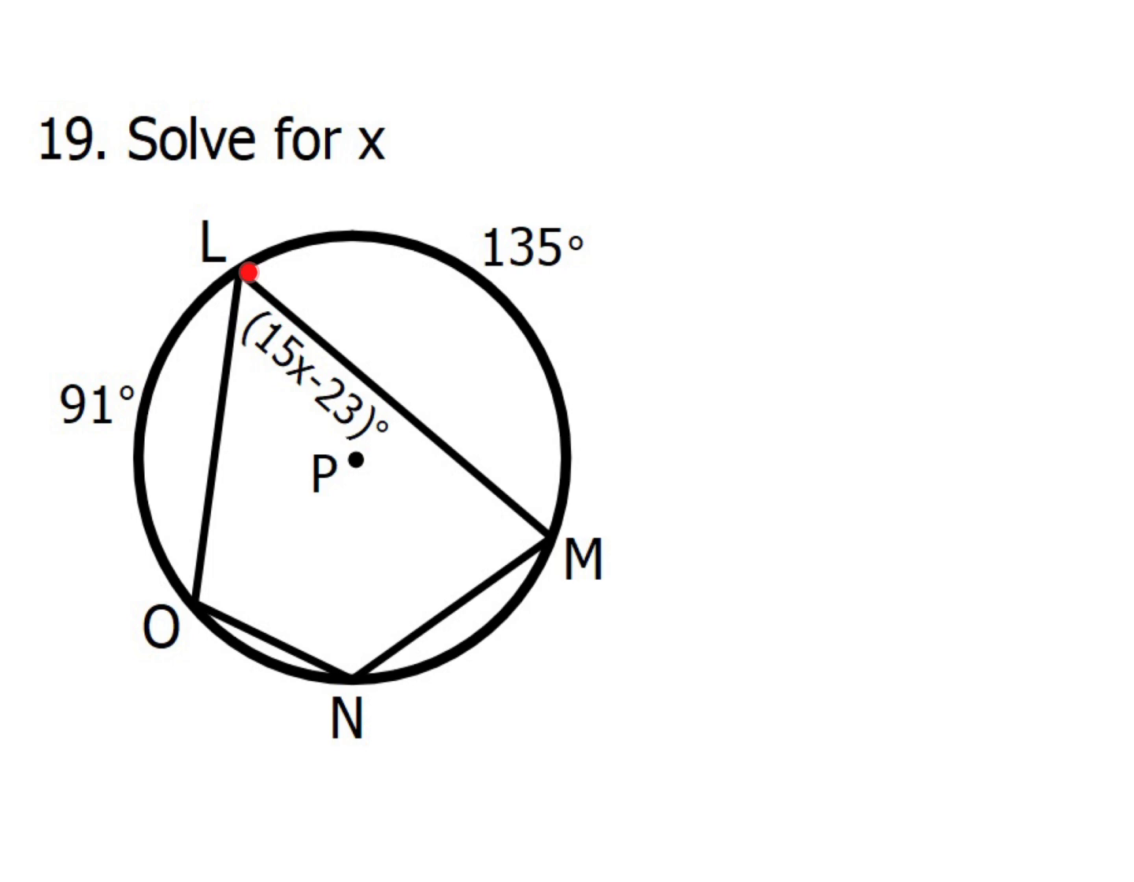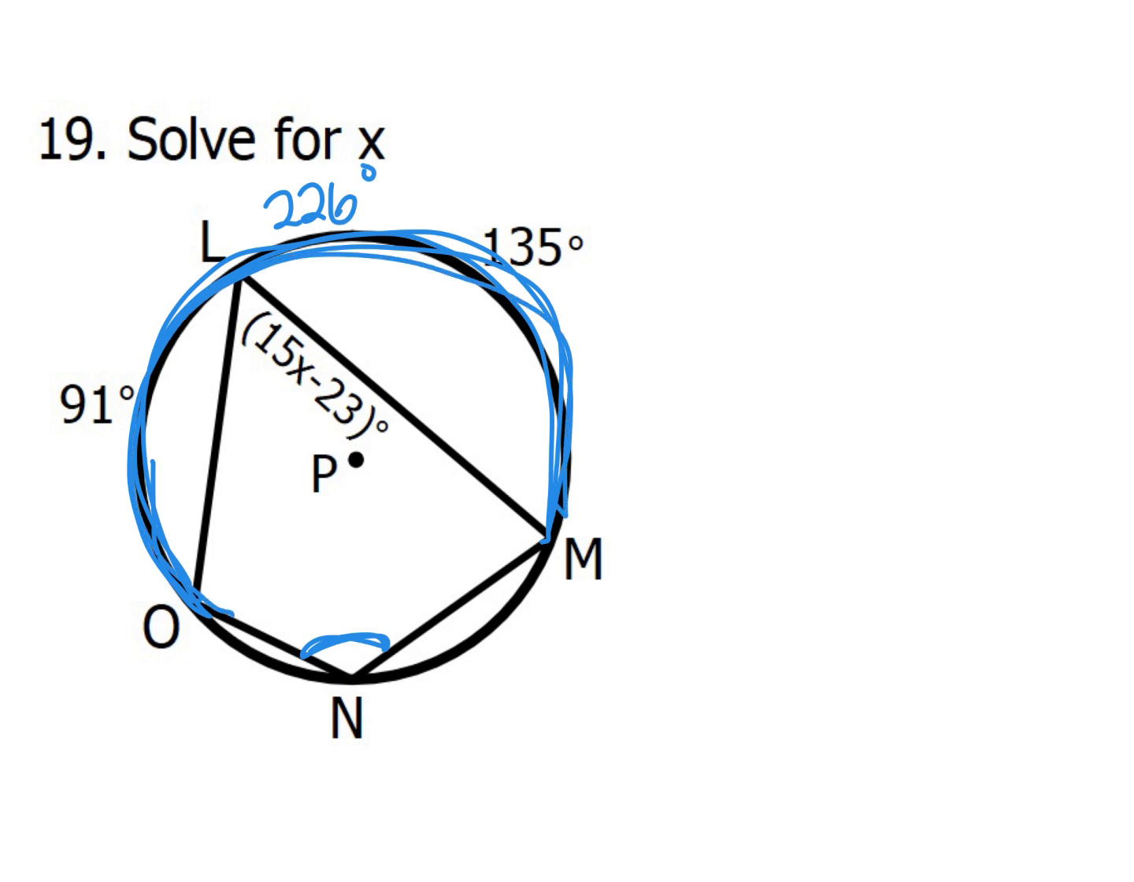Using the property that the opposite angles are supplementary, I'm going to try to find first angle N here. Angle N is going to be half of the arc it's creating, because that is the inscribed angle. Angle N is the inscribed angle of this arc. So 91 plus 135 is 226 degrees. That's the total of this major arc. Divide that by 2, that makes it 113 degrees.